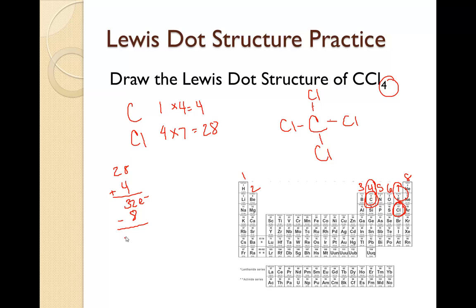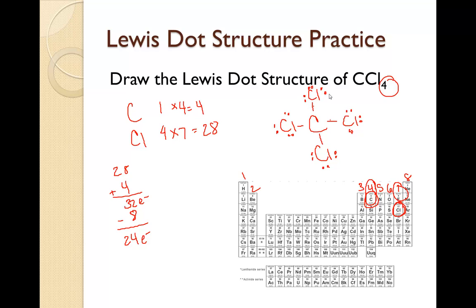So now we need to put them around our chlorine. We go the outside first. 1, 2, 3, 4, 5, 6, 7, 8, 9, 10, 11, 12, 13, 14, 15, 16, 17, 18, 19, 20, 21, 22, 23, 24. We don't have any more electrons left over.